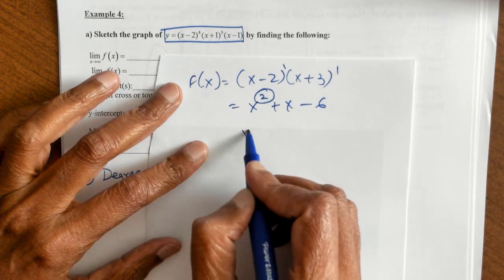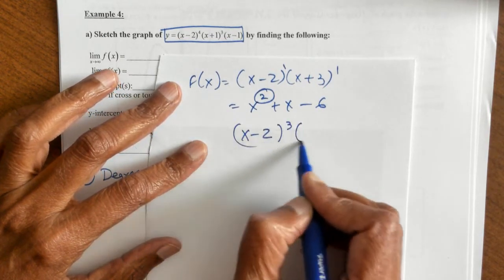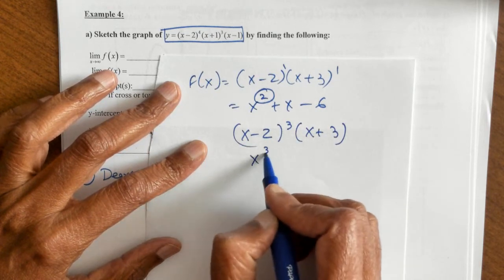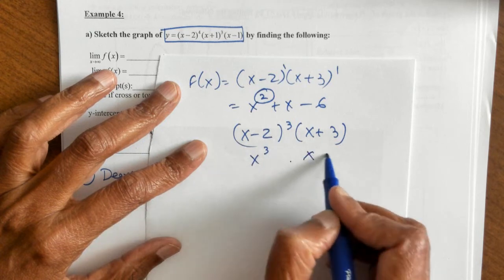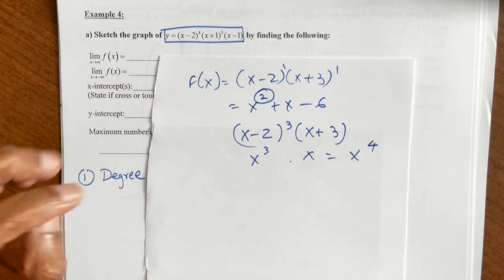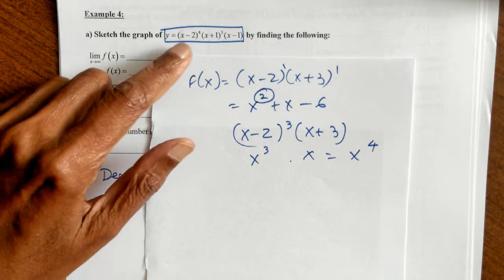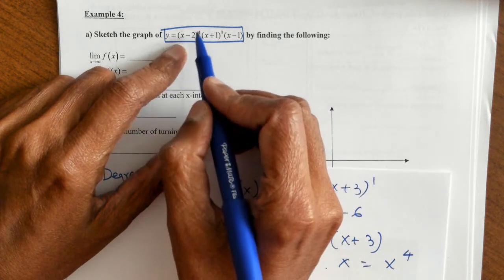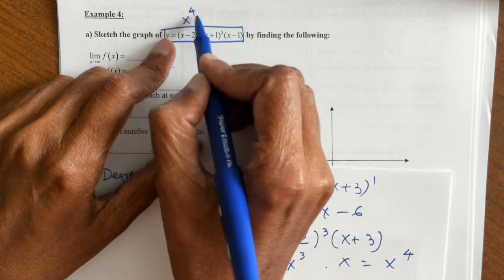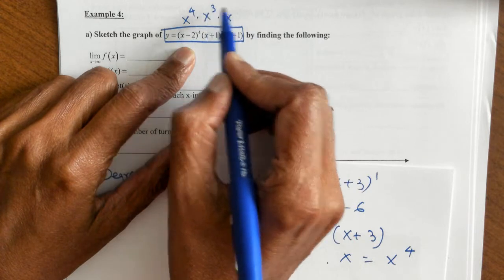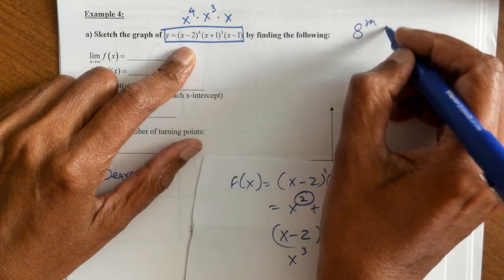Same thing if I change this to x minus 2 cubed and x plus 3. This is x cubed in this one, and this is just x. So it's x to the fourth. So this is a fourth degree polynomial. Anytime you find the degree, you need to look at the highest exponent, but that is in the standard form. If it is in the factored form, you add all the exponents of the x's together. So this is x to the fourth, x cubed, and x. So 4 plus 3 plus 1. So this is the 8th degree polynomial.